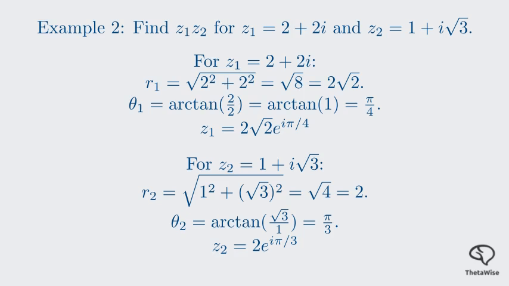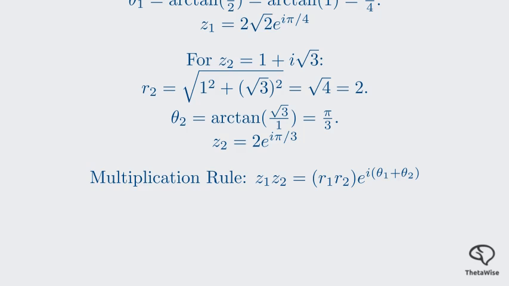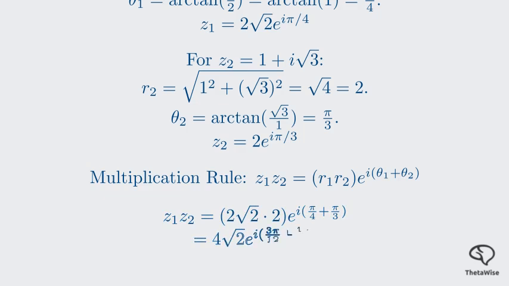Now for the magic. The rule for multiplying numbers in polar form is incredibly simple. You multiply the magnitudes and add the angles. That's it. Let's apply it. The new magnitude is 2 times the square root of 2 times 2, which is 4 times the square root of 2. The new argument is pi over 4 plus pi over 3, which is 7 pi over 12. So the product is 4 times the square root of 2 times e to the i 7 pi over 12. So much cleaner than multiplying polynomials.